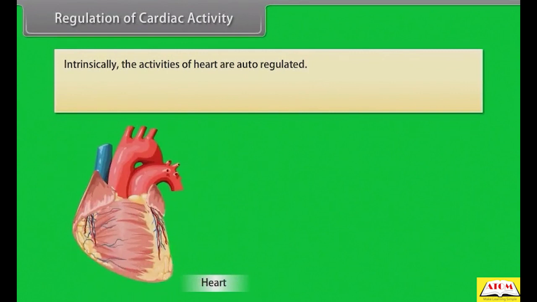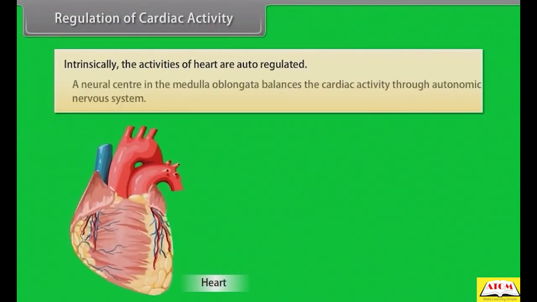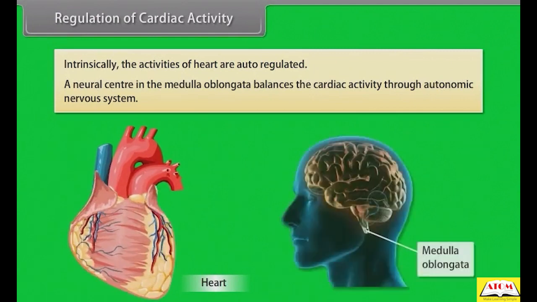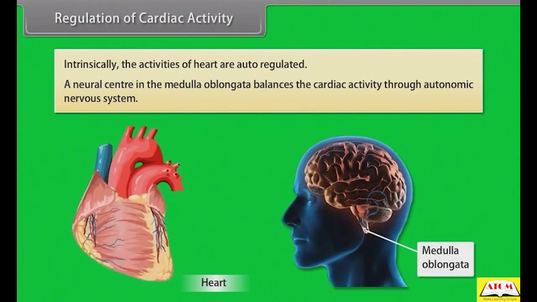Regulation of cardiac activity. Intrinsically, the activities of the heart are auto-regulated. A neural center in the medulla oblongata balances the cardiac activity through the autonomic nervous system.